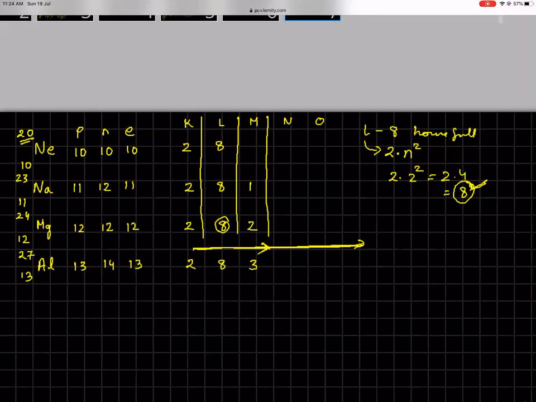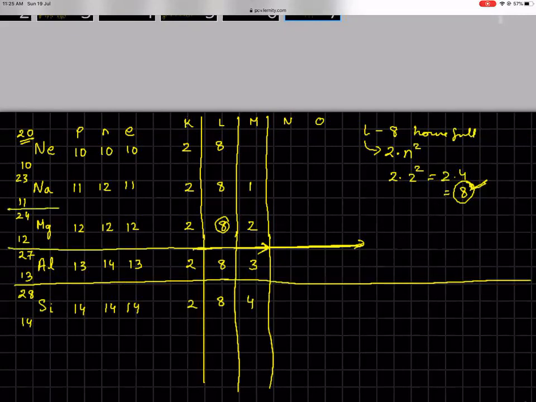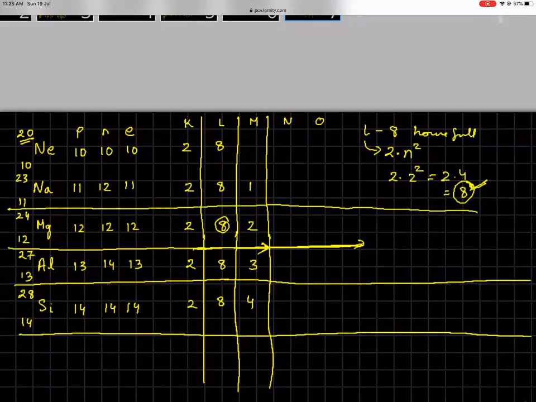After aluminium, next is silicon. Silicon is 14 and 28. So there are 14 here, 14 here, 14 here. So now what will happen? 2 will come here, 8 will come here, and 4 will come here. So this is also done now.